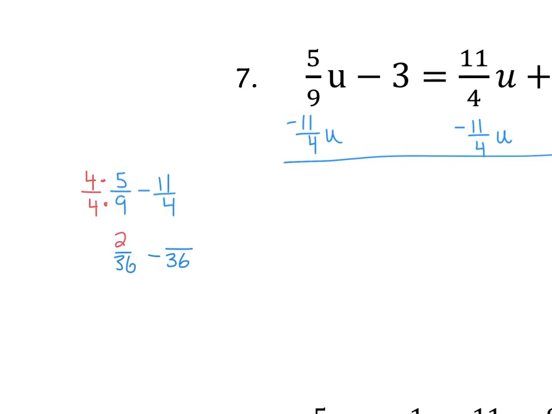So 4 times 5 is 20. Now I do the same for 11/4. What did I multiply 4 by to make it 36? Well, it's 9. So that number is going to be 99/36. So to combine these two fractions, I'm going to do 20/36 minus 99/36. That's going to give me negative 79/36. All right, so I have negative 79/36 u minus 3 equals 12.